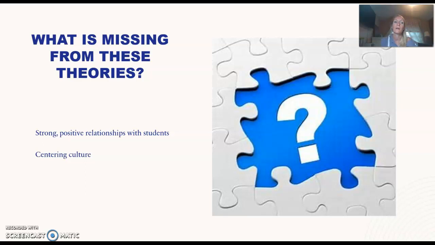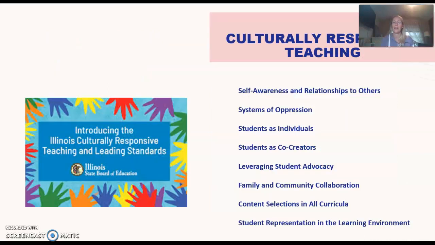So, what is missing from these theories? A discussion about strong positive relationships with students and why that matters, why the relationship between the adult or the teacher and the child can make a difference in the learning process, and also centering culture. And so culturally responsive teaching was identified and created as almost a little t theory. Instead of these big, broad, big T theories, the little t theories help us recenter some of the principles and in some ways supplement the theories that we've looked at.